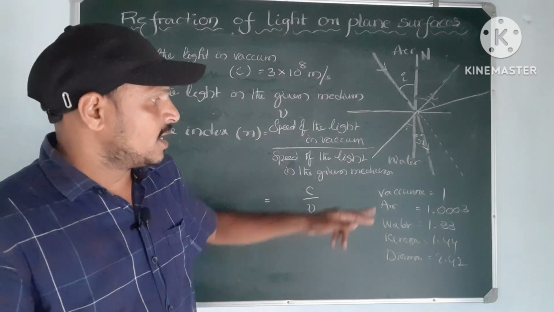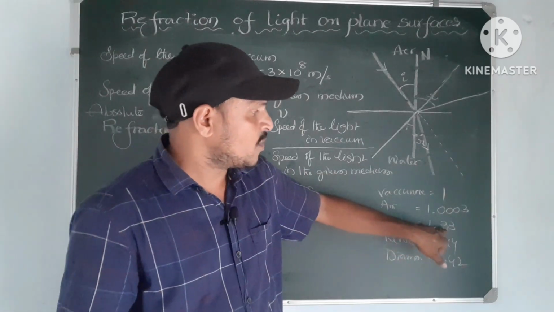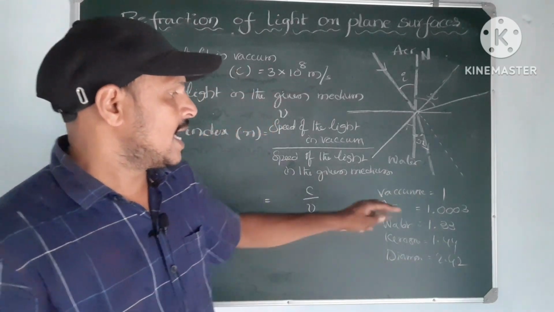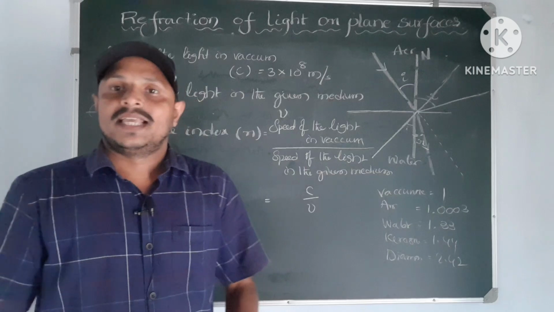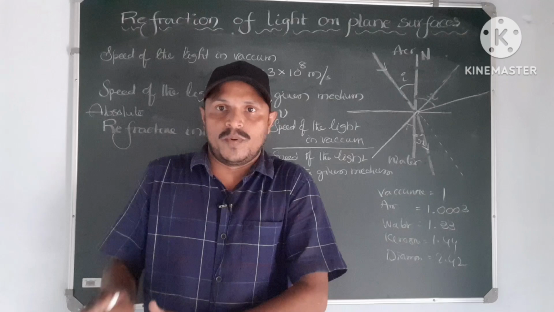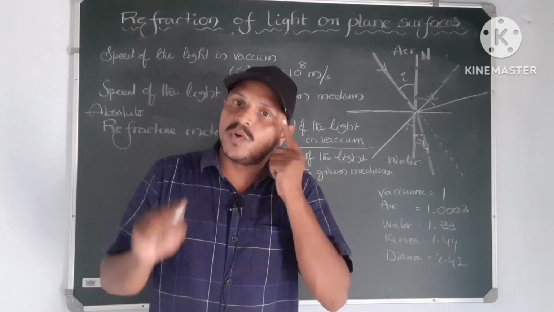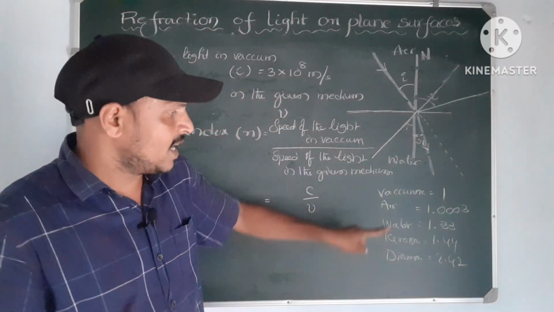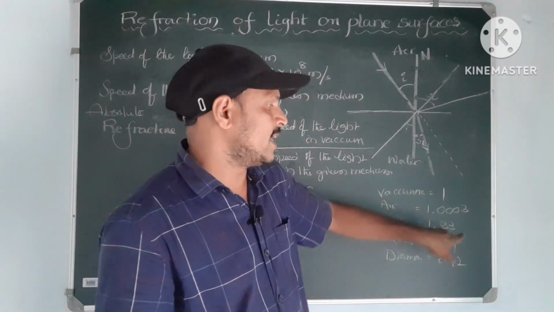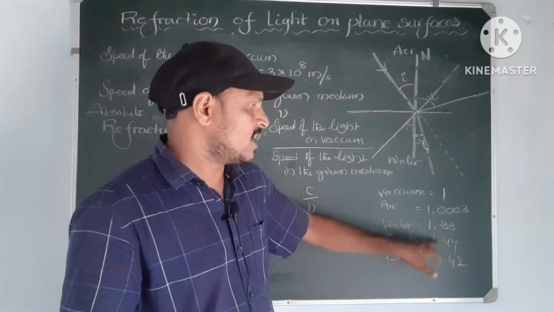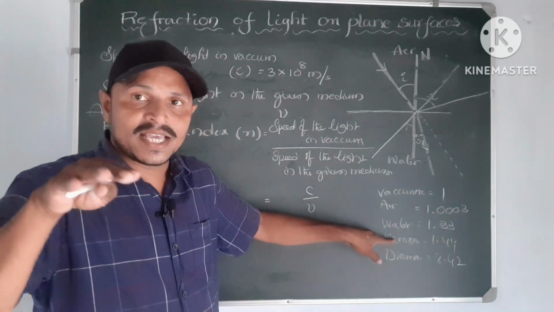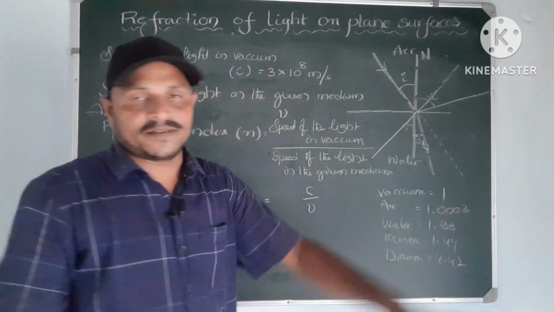Here observe, the refractive index of water is 1.33. The refractive index of kerosene is 1.44, which is greater. If the refractive index is high, the speed of light in that medium is low. If the refractive index of the medium is low, the speed of light is high. So in which medium is the speed of light high? Water is 1.33, kerosene is 1.44, which is the greater refractive index. That's why the velocity of light in kerosene is less than that in water.